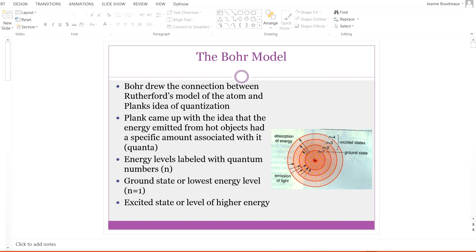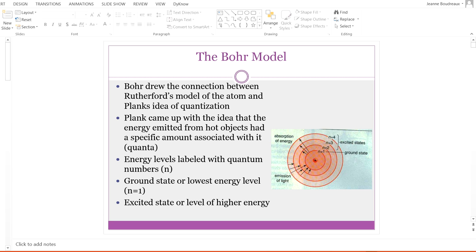Also remember that electrons have two states. They have ground states and they also have excited states. An electron is able to move from its ground state to its excited state by absorbing energy. When it absorbs enough energy, it can move to that excited state.